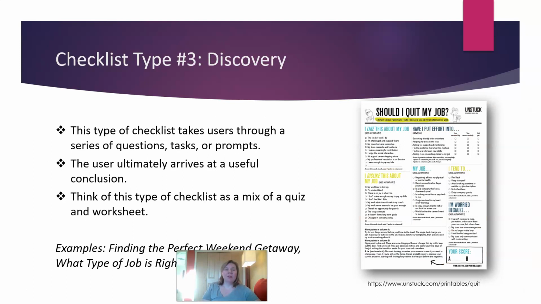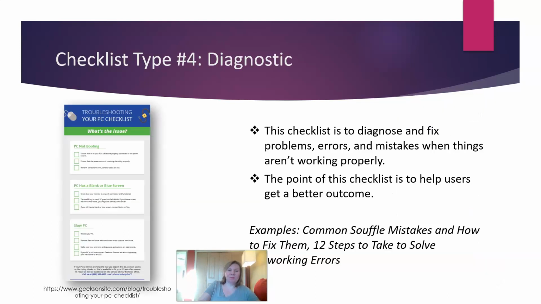This takes users through a series of questions, tasks, or prompts. So you can think of it as a mixture of a quiz and a worksheet, kind of like a flow chart. Examples are something like this. Should I quit my job? Finding the perfect weekend getaway. So you kind of go through and look at the options and then select which ones apply to you, and then you can perhaps score it if it's a quiz, or it'll put you in a specific category.